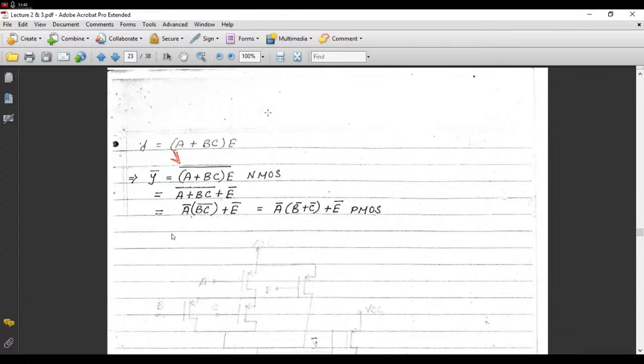Never go for intermediate steps. These intermediate steps are confusing. Don't go for that. So once you get an equation with a whole bar, you can get an equation of individual bars, the PMOS equation.